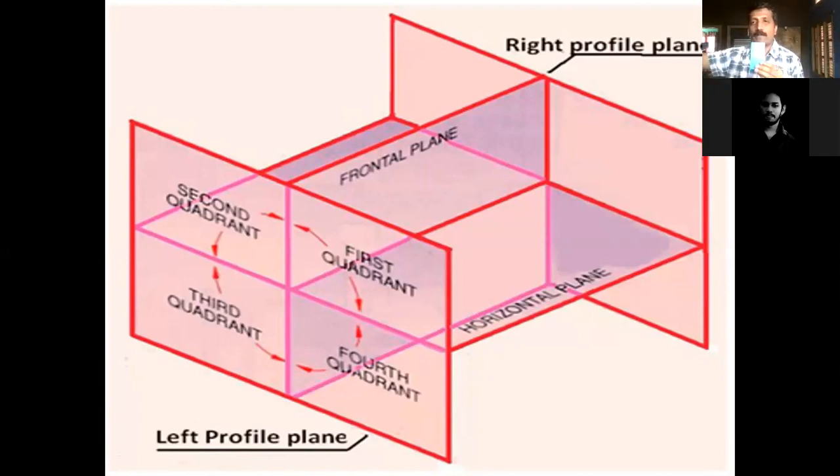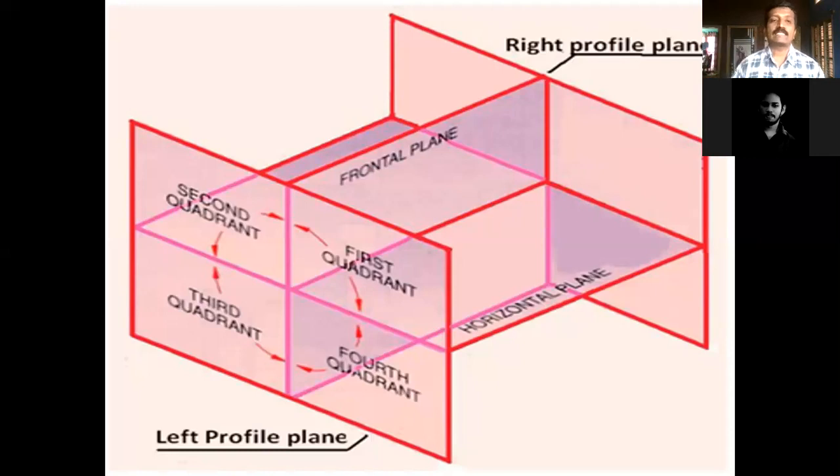This is the right profile plane. If I want to get the right view, I should see from the right side. Whatever the object I am projecting, I project it here on the left profile plane. Correct. For the first and fourth quadrant it is true. The right view you are going to get on the left profile plane, whereas if I want to draw the left view, I should see from the left side of it. Whatever drawing I get will be on the right profile plane. So that's why for the first and fourth quadrant, since the observer is nearer, the right view you get on the left profile plane and the left view you get on the right profile plane.